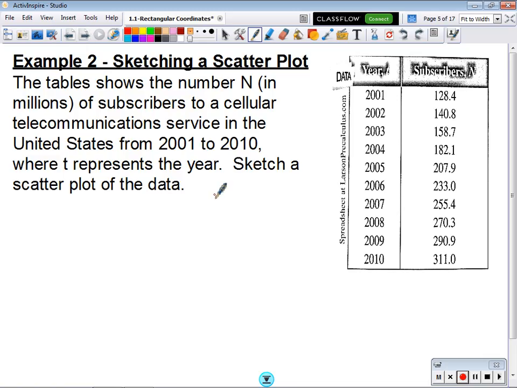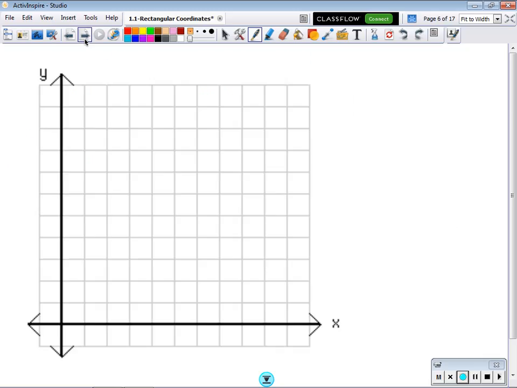So the next example is how to sketch a scatter plot. The table here shows the number, and this is in millions, of subscribers to a cellular telecommunications company in the United States from the years 2001 to 2010, where T represents the year. And the question says just to sketch a scatter plot of the data. So I got my graph here. So I'm going to put the time, the years, down here.